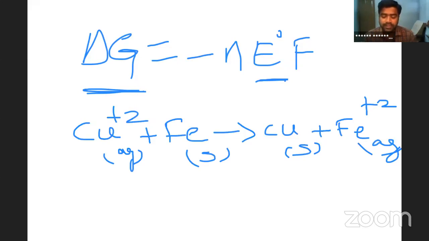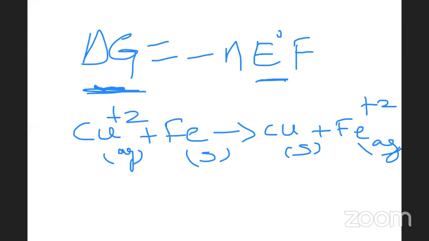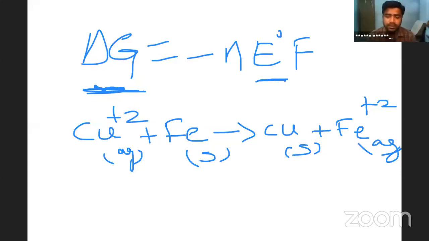The difference between the two E values, copper's electrode potential and iron's electrode potential, corresponds to a positive E value. Consequently, the negative of delta G, you remember, is this reaction spontaneous or non spontaneous? What about the reaction? If you go by delta G, this will be negative.